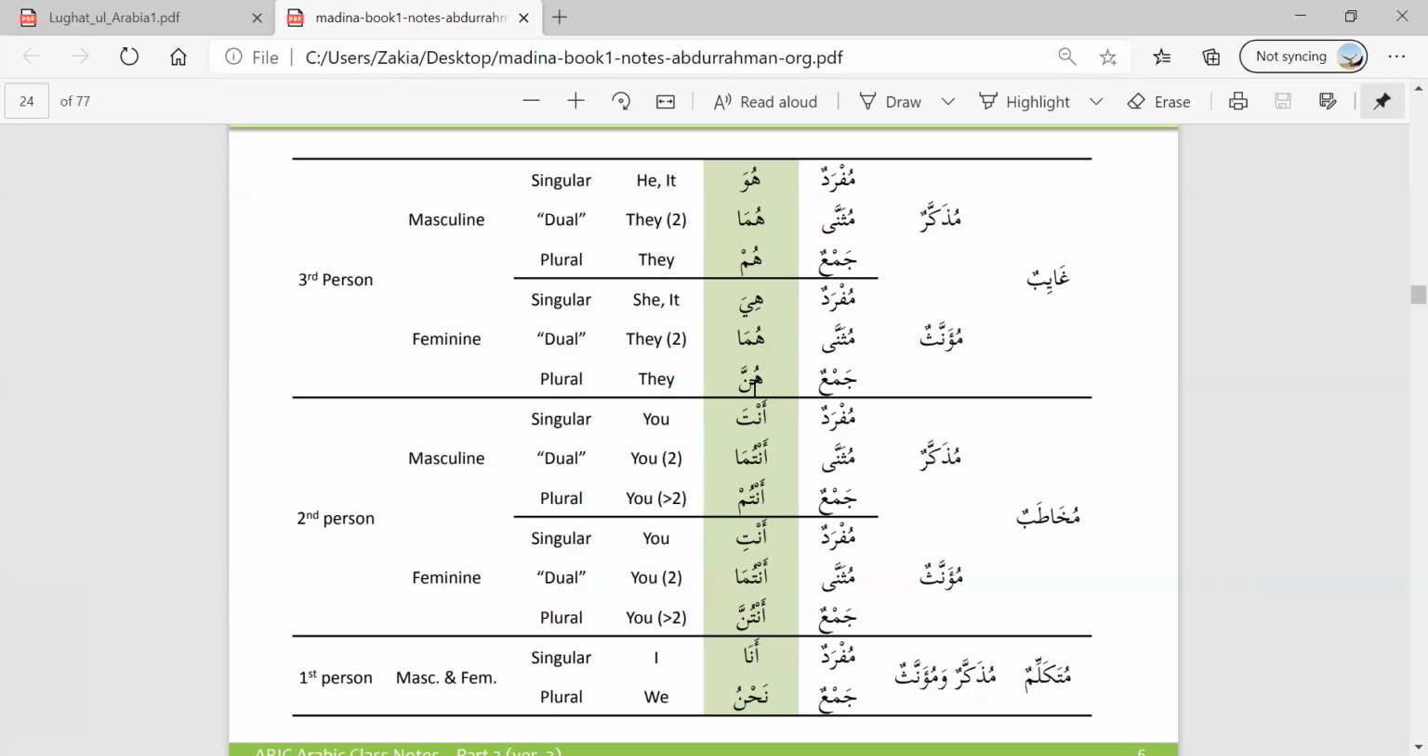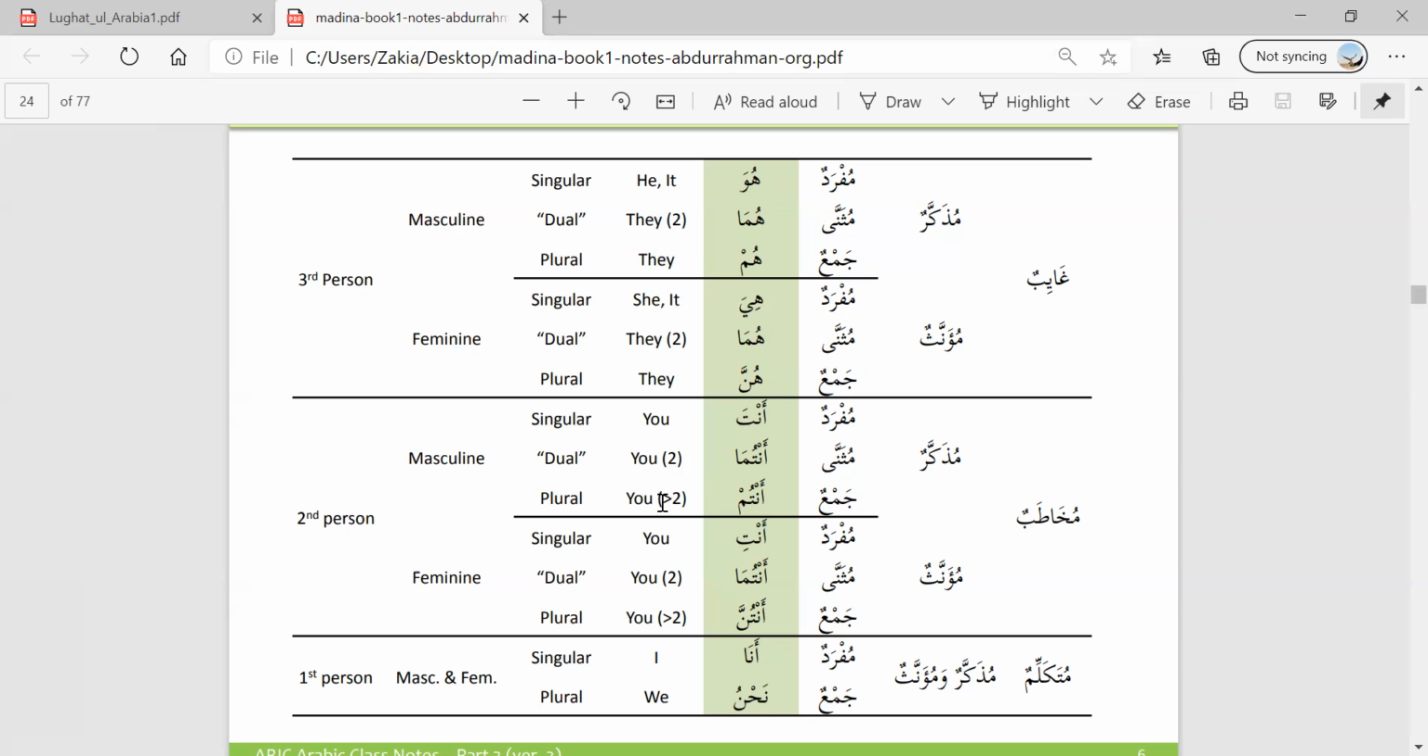Here, huma and hunna. You'll notice that huma, dual for masculine and feminine, is the same. The only time you understand the difference between the two is in an actual sentence, because here it ends with just an alif and here it ends with the ta with an alif. You have anta, antuma, and antum, and this is mudhakkar again, mufrad. Anta means you, antuma means you two, antum means you all.